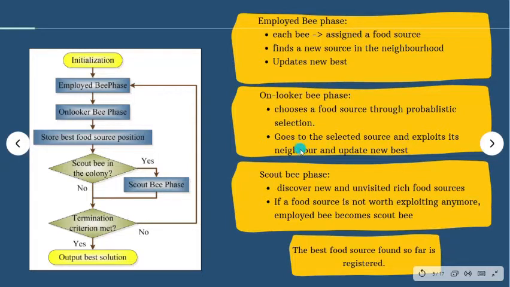After this onlooker bee phase, we have the scout bee phase. In the scout bee phase, the scout bees discover new and unvisited food sources, and if a food source is not worth exploiting anymore, then the employed bee that was associated with that food source becomes the scout bee, and then that scout bee goes on a hunt for another food source. And lastly, in the end, the best food source so far found is registered.